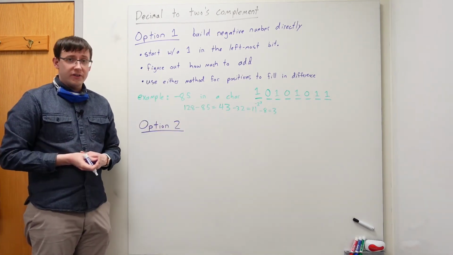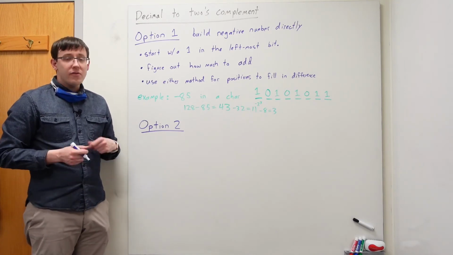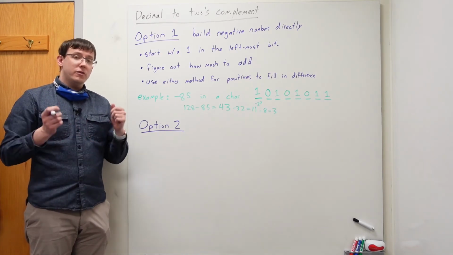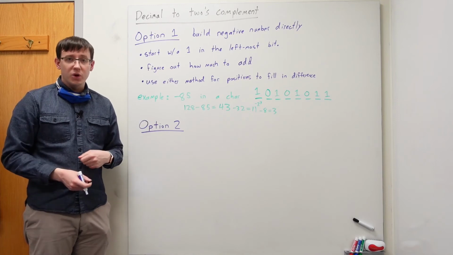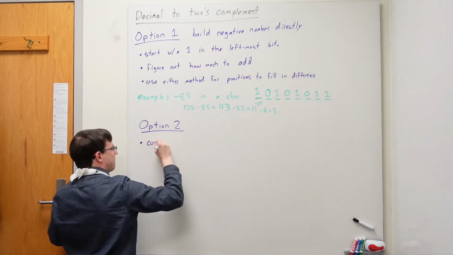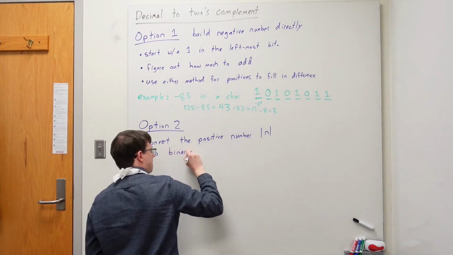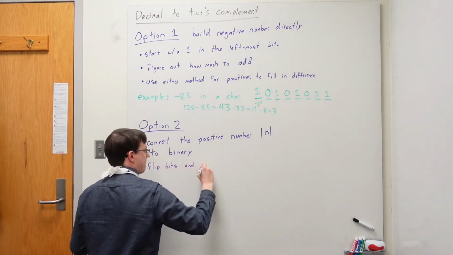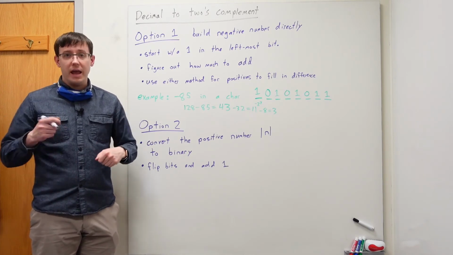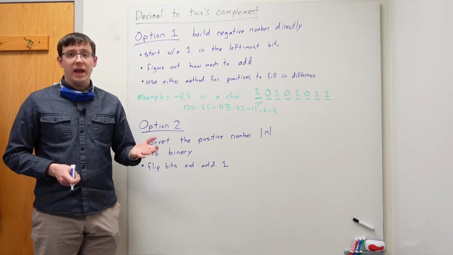The second alternative available to us is to instead build the number 85 and then convert it to -85. And this is because converting between positive and negative numbers in 2's complement is relatively straightforward. In 2's complement, the way to convert between -n and n, whether n is a positive or negative number, is to flip all of the bits and add 1.